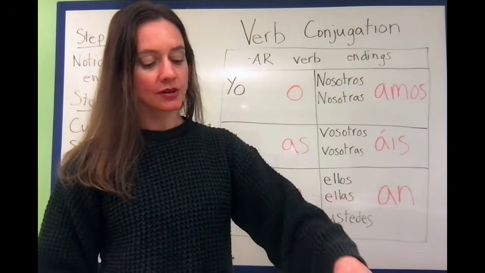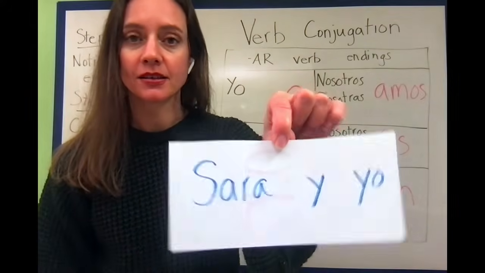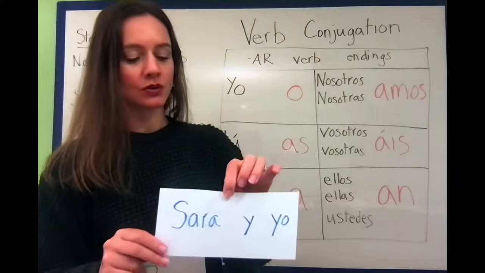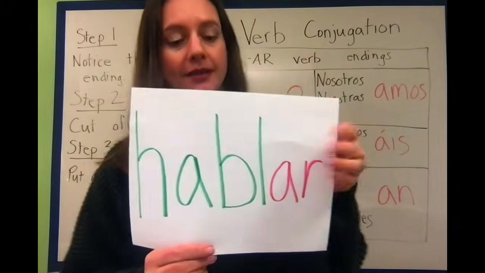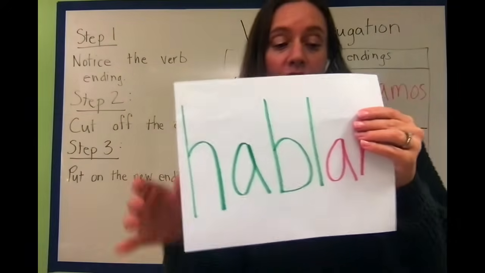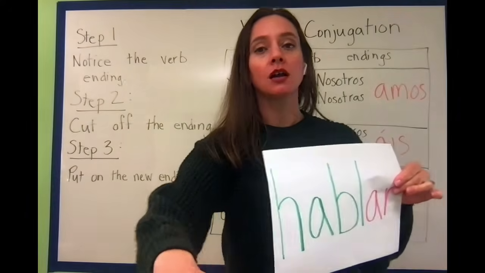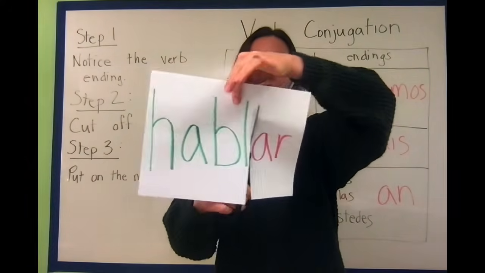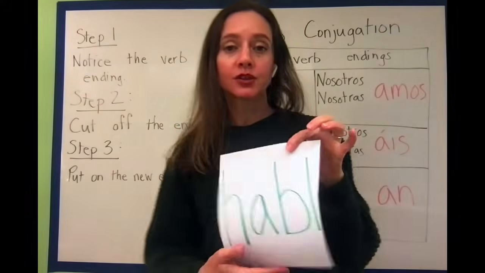Let's pretend though now, I want to say that Sarah and I talk on the phone, right? We're friends, we talk on the phone. Well, how do we say to talk again? To talk is hablar. So step 1, notice the verb ending, AR. Step 2, cut off the ending, okay? We're going to cut off that ending. Step 3, put on the new ending.